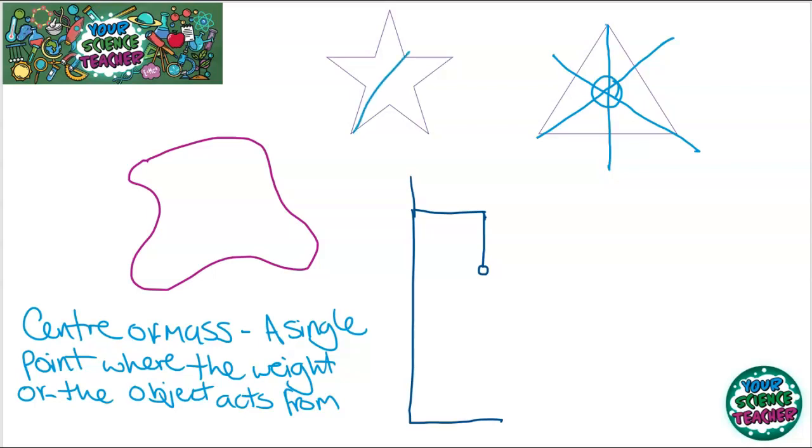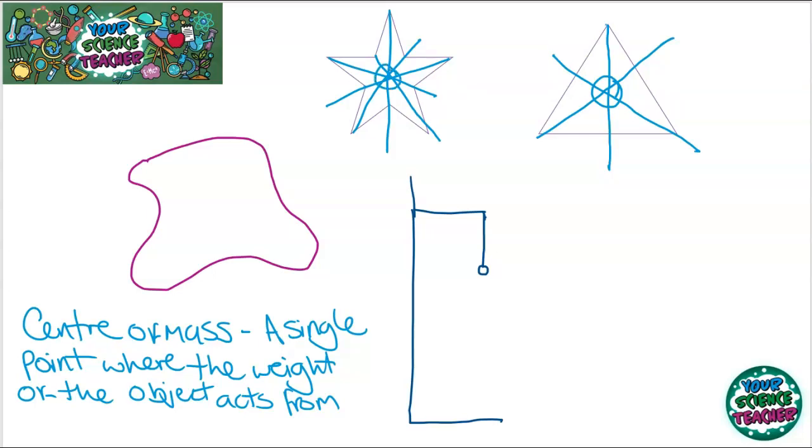If we draw the lines of symmetry on the star, you've got a line here, a line here, a line here, and you've got a line coming from here, and a line coming from here. You can see they all cross in the center, which is the center of mass.